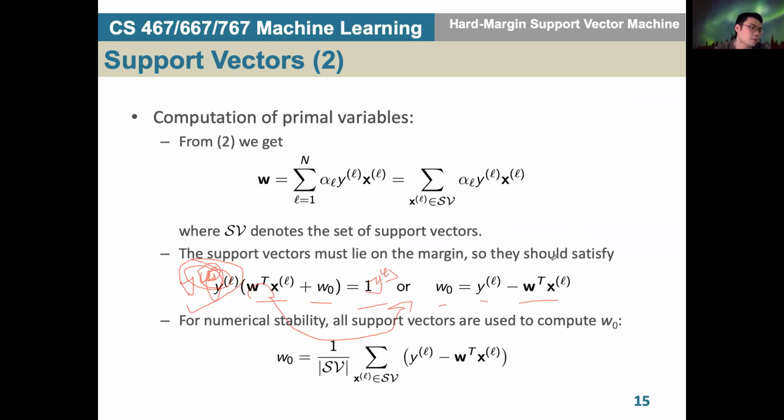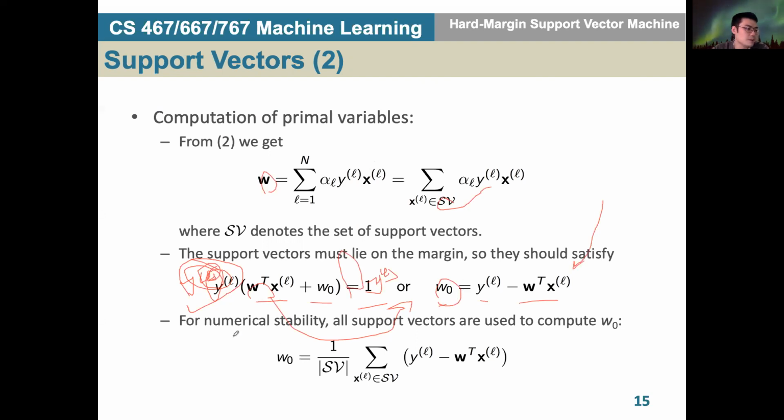All right, so now what does this mean? When you compute W, you do need all those support vectors. But when you compute W0, you don't need all the support vectors. You can use any support vector that is on this line, and you will get W0.